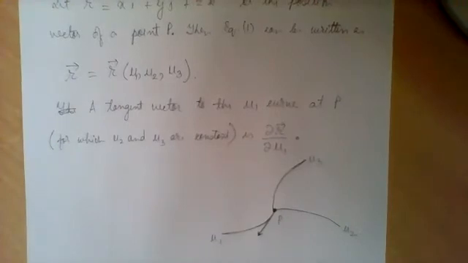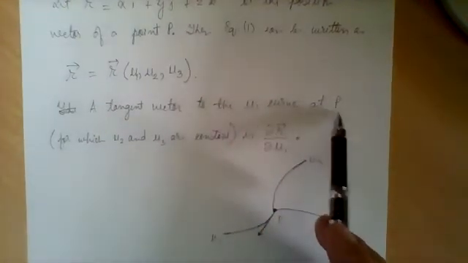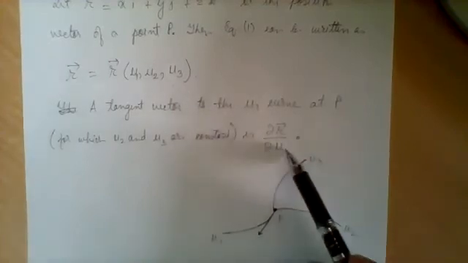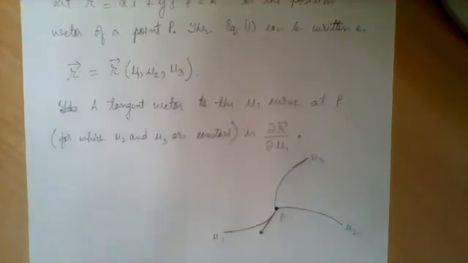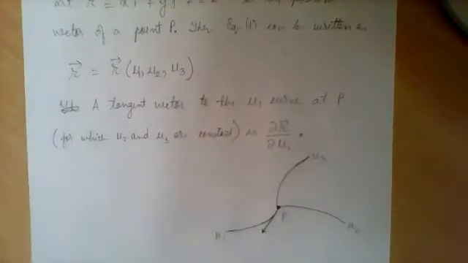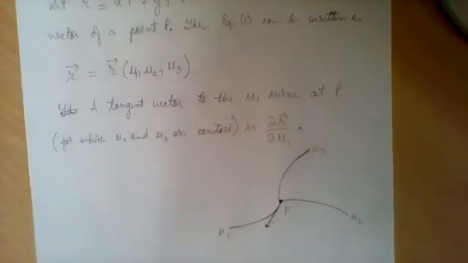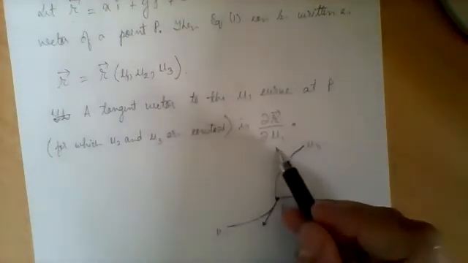Repeat again. A tangent vector to the u1 curve at point P is equal to del r by del u1, the partial derivative of r with respect to u1, where we have kept u2 and u3 constant. This is the tangent vector given by this expression.